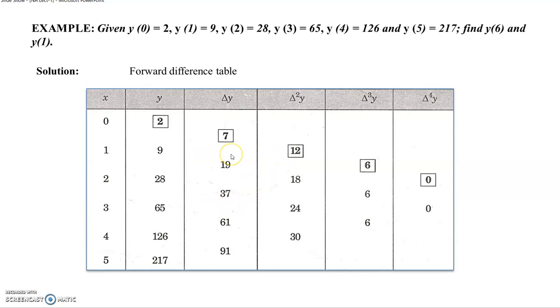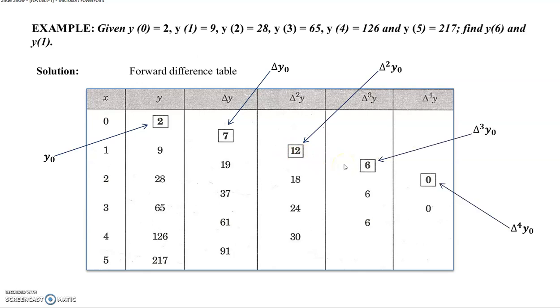Now this is our y0. Corresponding to argument 0, we have y0, and this is our delta y naught. Within the rectangle we have all leading terms and leading differences. This is our delta square y naught, then delta cube y naught, and then delta 4 y naught. We'll use these values y naught, delta square y naught, delta cube and delta 4 y naught in that expansion which we just did in binomial.